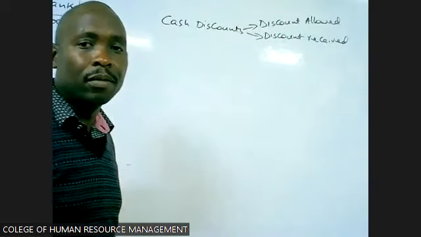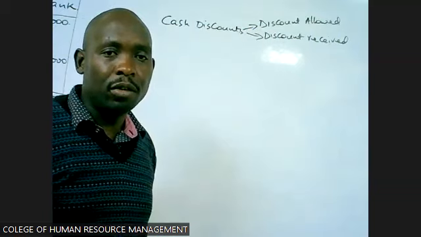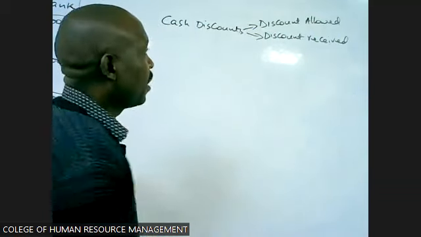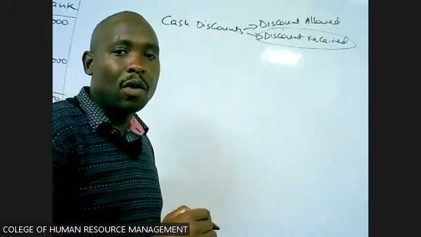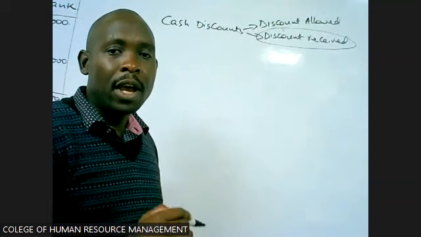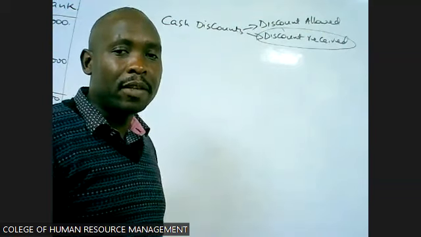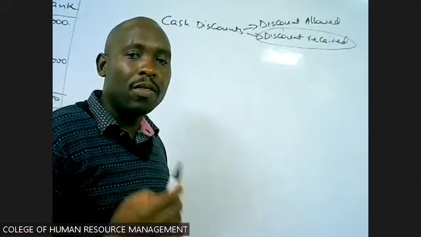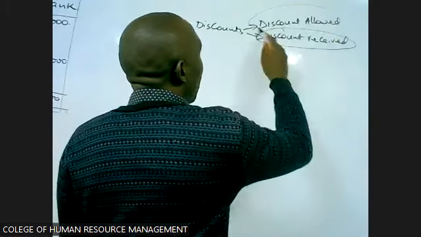When you pay somebody, that person might give you a discount. When you are paying and you get a discount, that discount is considered a discount received. You receive a discount when you are paying. On the same note, a customer might pay you and you give that customer a discount. The discount that you give to your customers when you receive money from them is considered a discount allowed.